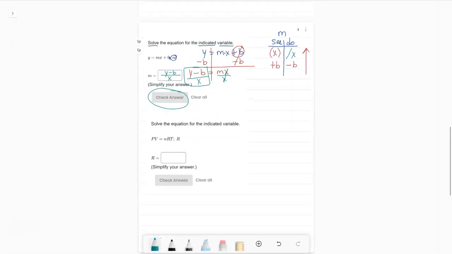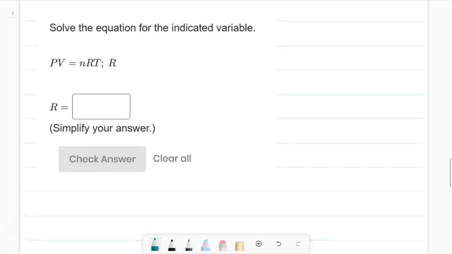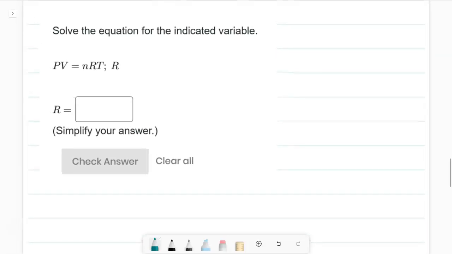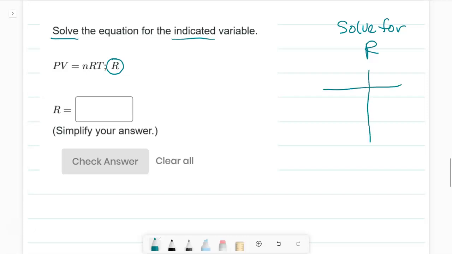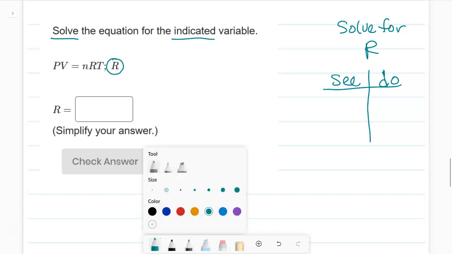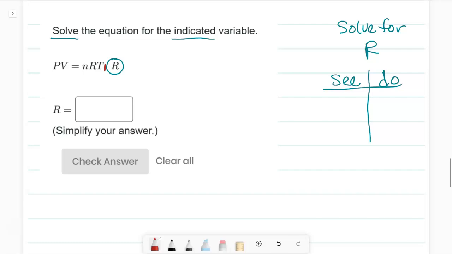All right, and then the last problem, this is like example 1 that we did today, the video. It says solve for the indicated variable. Right here it's indicating that I need to solve for r. So I'm going to do my table, do. And I'm going to rewrite my equation. It's capital P, capital V equals n, that's lowercase n, r, capital R, and capital T.